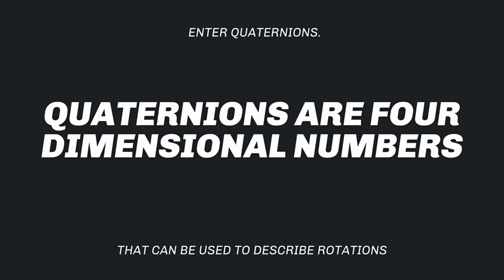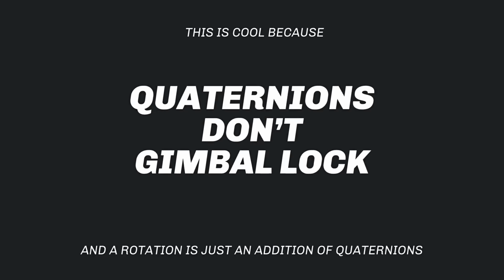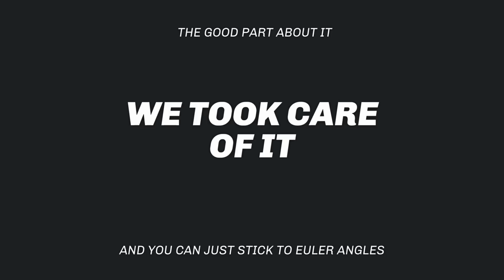Enter quaternions. And I'm not going to go into full detail what quaternions are and how they are mathematically described. For now, let's just say that quaternions are 4-dimensional numbers that can be used to describe rotations. And this is cool because quaternions don't gimbal lock when you interpolate them. And a rotation is just a multiplication of quaternions. That's actually a mistake down there. Should read multiplication. Yeah, wow, that was easy. Well, kind of.